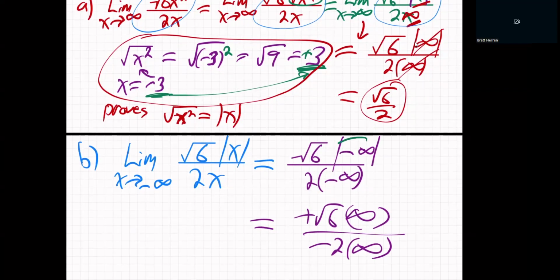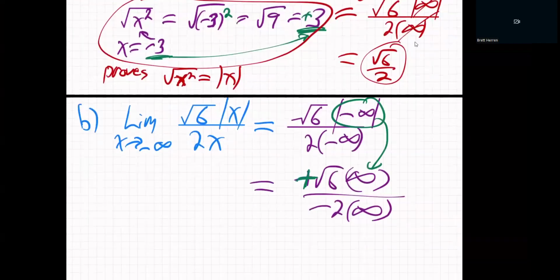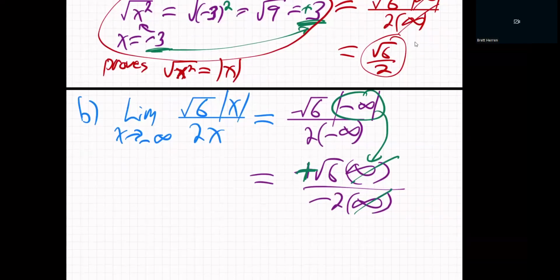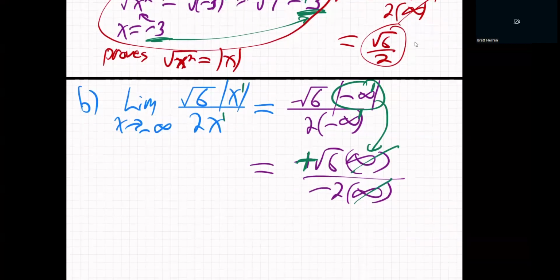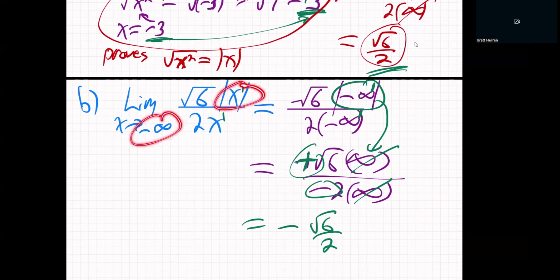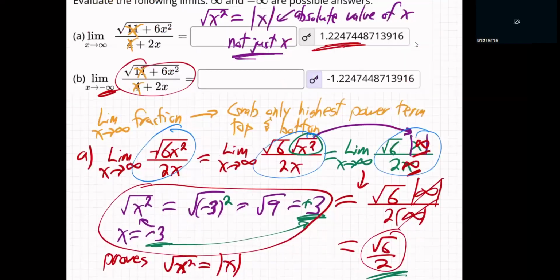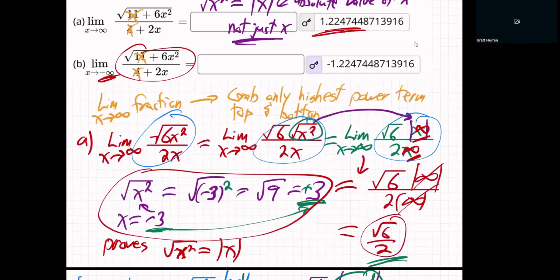Because on the top it's absolute value, so it makes it positive, doesn't it? Now these cancel because they're both infinities to the first power, so the same level, they cancel. But now it's positive over negative, so the answer is negative root 6 over 2. So it's the same as the last answer, but it comes out negative. Why? Because it's absolute value on the top. When you plug in the negative infinity on the top, it stays positive, but the one on the bottom is just a regular x, so it's negative, and positive over negative is negative. So that's why it's negative, the same answer as the other one.